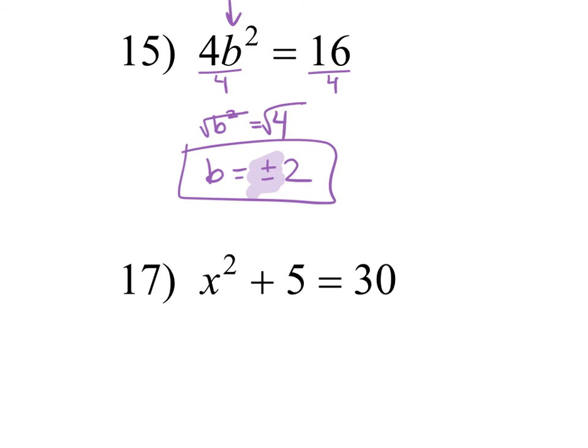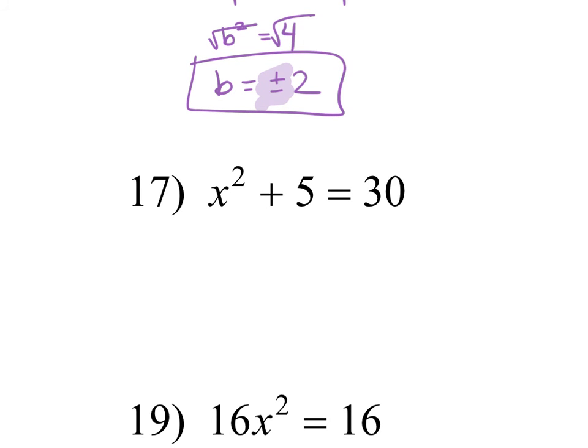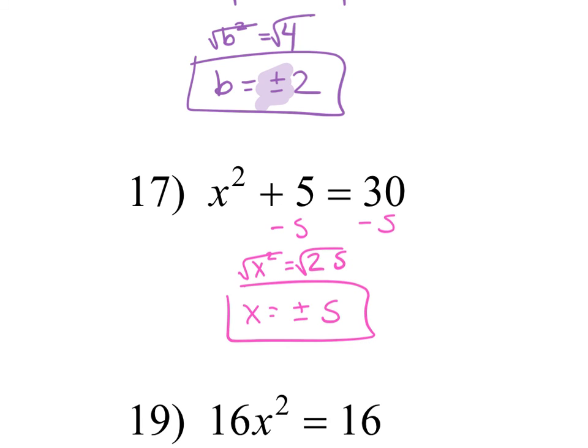Any questions? All right, let's do 17. What do we do first? Just subtract 5. So x squared is equal to, what's 30 minus 5? 25. X is equal to plus or minus 5. Perfect.